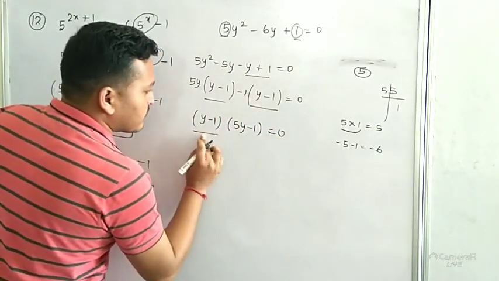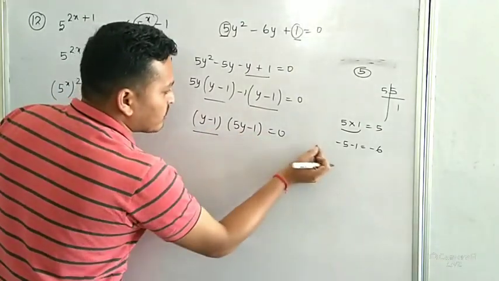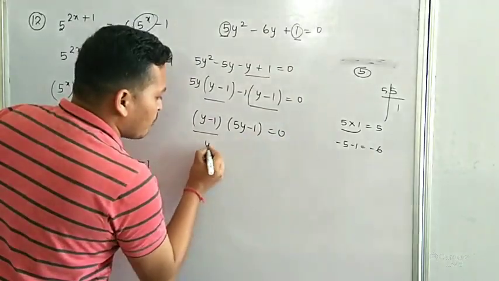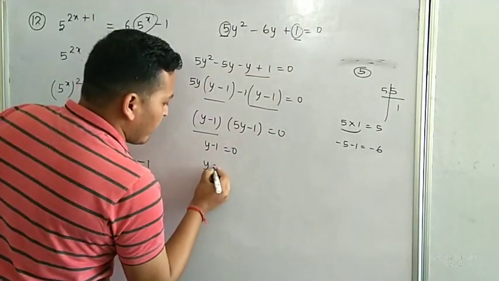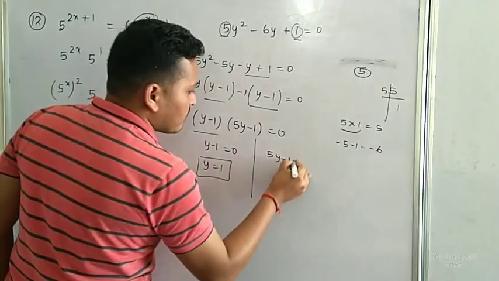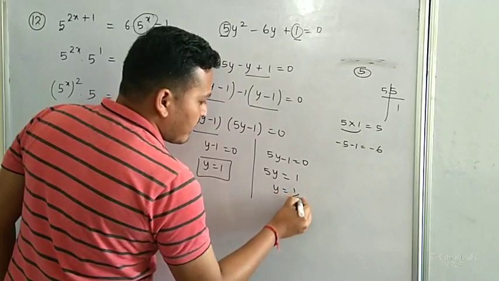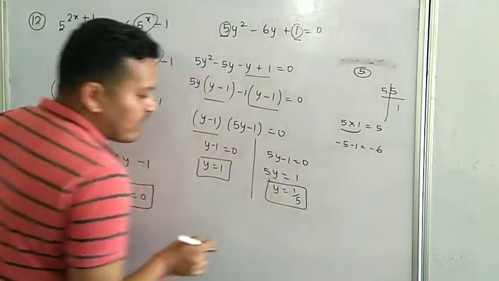So first take this part is equal to 0. It will become right hand side 0, so y minus 1 is equal to 0, so y is equal to 1. Okay. Second time, 5y minus 1 is equal to 0, तो 5y is equal to 1, तो y is equal to 1 by 5. तो these are the two values of the y.